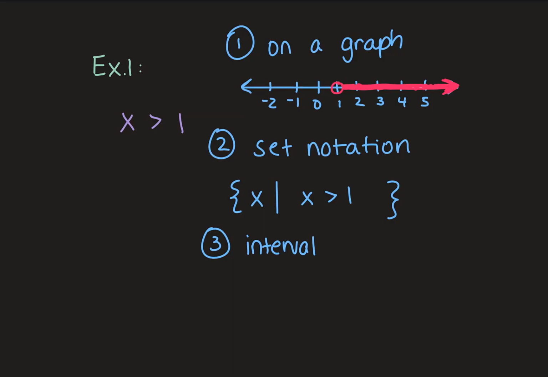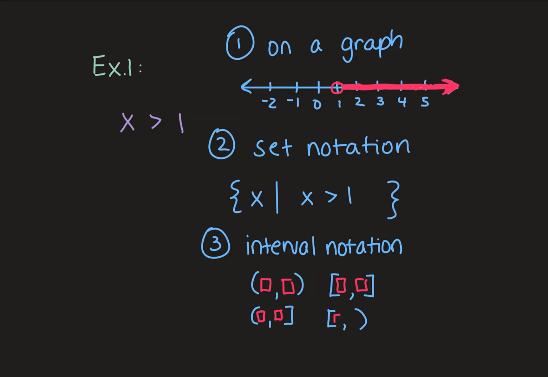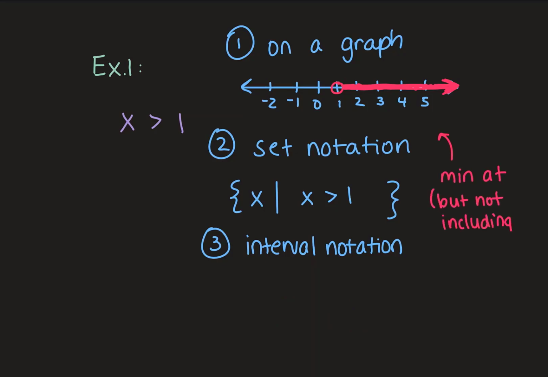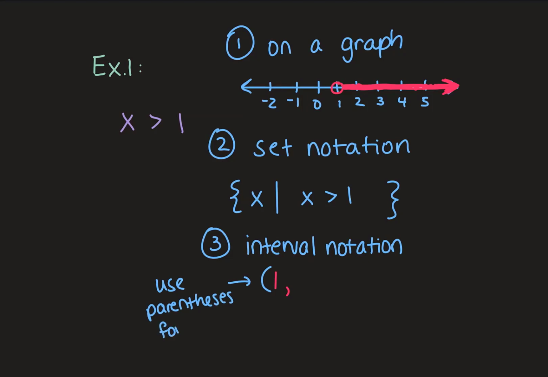And now to represent the solution in interval notation, it will help to look at the graph. Interval notation will look something like this. Two numbers enclosed in parentheses or brackets, or sometimes both. The numbers we place inside are the minimum and maximum values of our solution. So looking at the graph from left to right, our minimum is at 1, but not including 1. Because it doesn't include 1, we use parentheses, which will always be used for open circles.